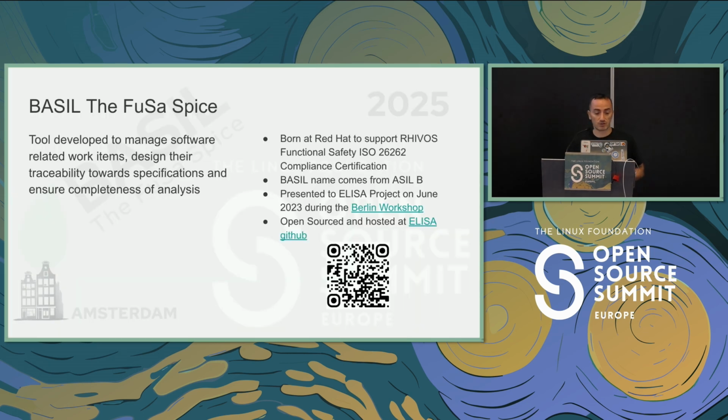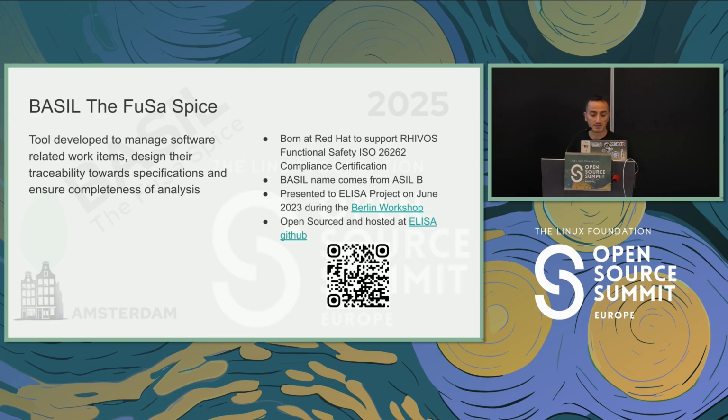So let's start with the overview. It will be really quick. This tool has been developed to manage work items and design a traceability matrix between all those work items to your software component. And it was born at Red Hat to support RIVOS, functional safety ISO 26262 compliance certification. And its name comes from the integrity level that we targeted for RIVOS, that's ASIL-B. So an easy choice for the name.